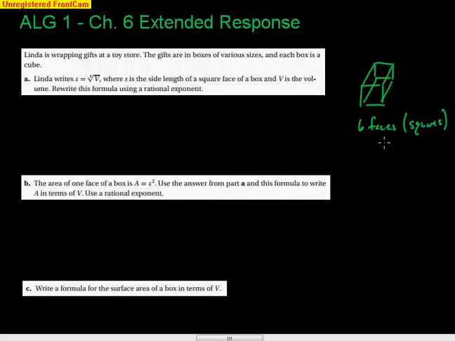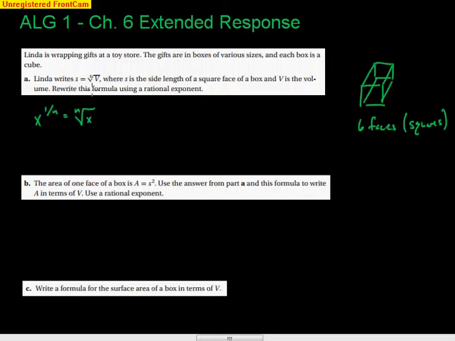Okay, alright. So first, A, Linda writes S equals the cube root, or the third root of V, where S is the side length of a square face in the box, and V is the volume. Write this formula using rational exponents. Oh, you have a rule, okay? Here is the rule. X to the 1 over n is equal to the nth root of x.